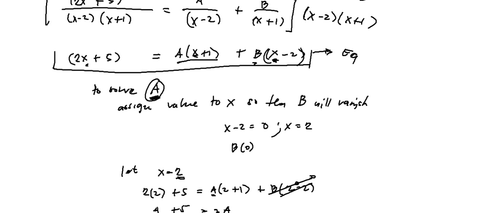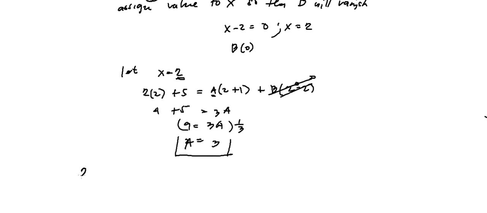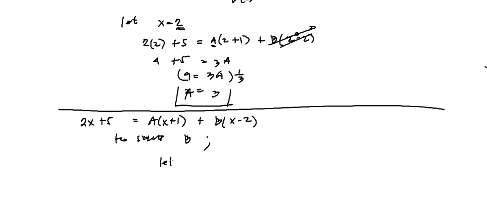So to solve for b, we will do the same. We will assign a value to x so that the a now will vanish. Okay, so from 2x plus 5 is equal to a(x plus 1) plus b(x minus 2). So to solve for b, let us make our a term equal to 0. So we need x plus 1 is equal to 0, so we have x is equal to -1.